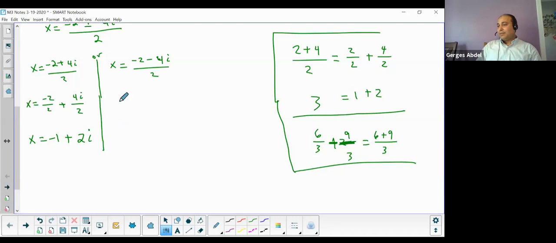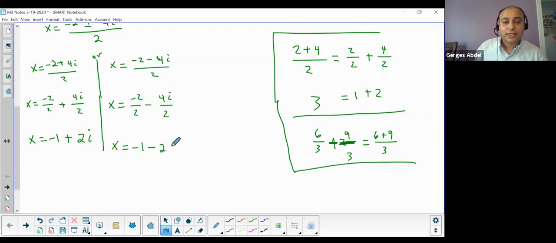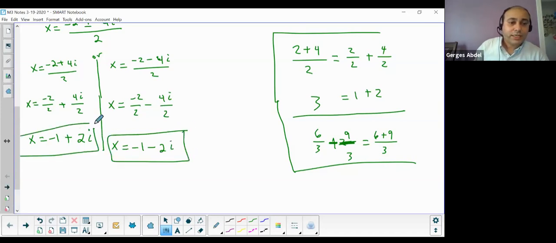If you're going to do the same thing, okay, if you lost, I'll go over one more similar to this. All right, same thing. We're going to do the same thing with the second one. Negative 2 minus 4i divided by 2 is the same as negative 2 divided by 2 minus 4i divided by 2. That will be negative 1, and the minus 4i divided by 2, which is the same as 2i. All right, if you lost, it is okay. Just keep it like this for now.